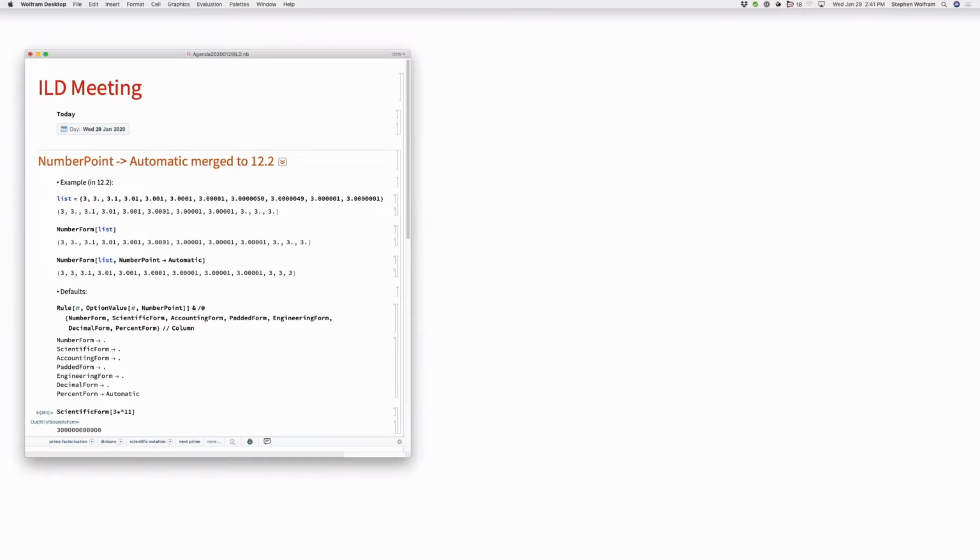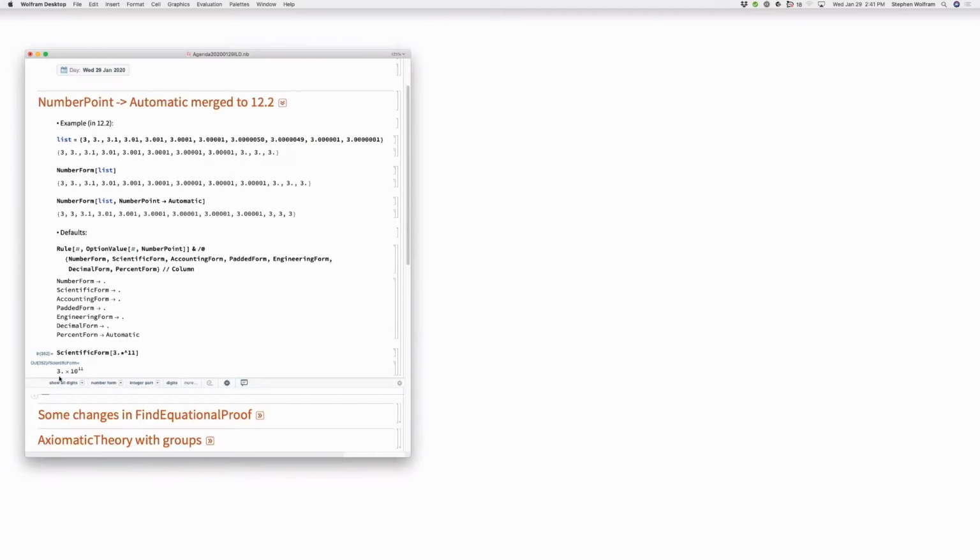Okay, but then I'm making the claim that 3. times 10 to the 11 never wants to be displayed that way. So you want all of these to default to automatic? No, just ScientificForm. No, scientific notation. I think that's ugly. I just don't think anybody would ever write that. And I don't think it's necessary, because by the time you're saying 3 times 10 to the 11, you know it's an inexact thing.